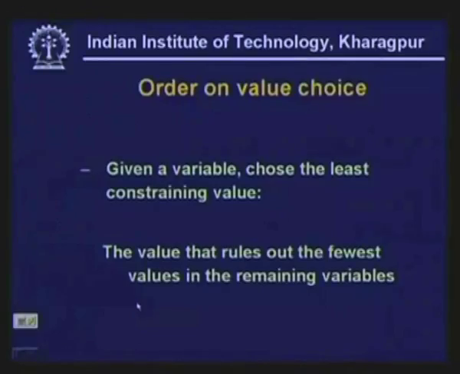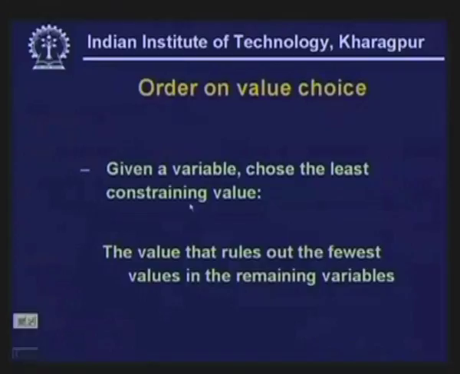Next, once we have chosen a variable, we have to choose the order of value assignment. And here the heuristic is choose the least constraining value. You see, all variables have to be assigned value in the solution, but each variable has to be assigned only one value. So our intuition is choose a value which is most likely to take you to a solution. And so consider that value which constrains the domains of the remaining variables the least. That is the value that rules out the fewest values in the remaining variables.